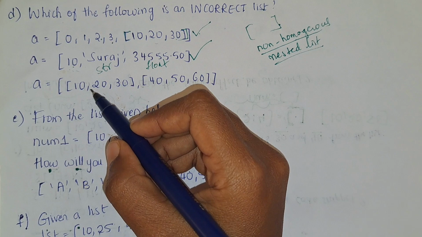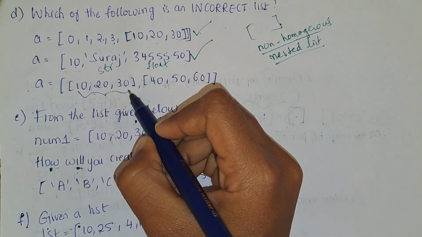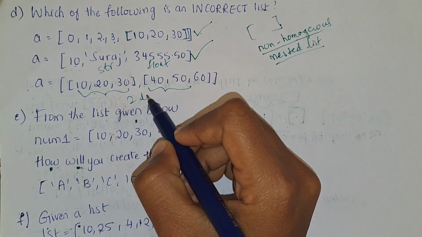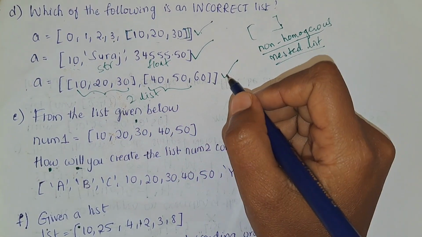Already we said that a list can store an element as a list. Here we have stored two lists as the items in a list. So this is also a correct approach.